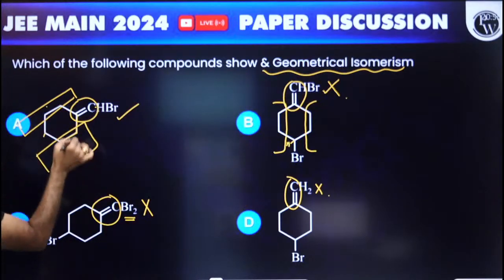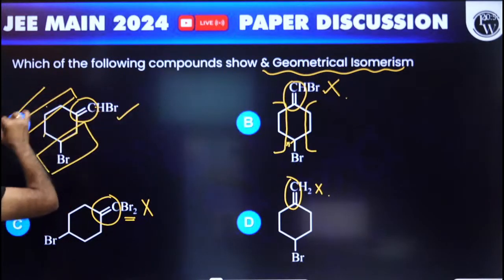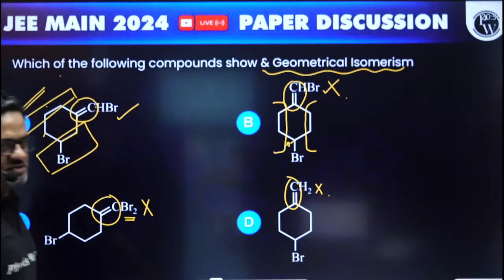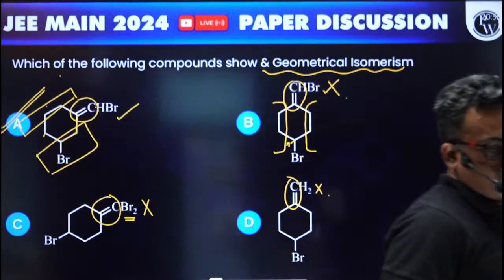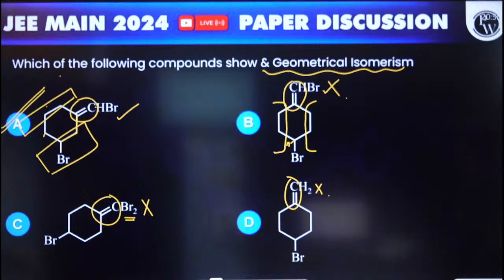There are two different groups here, two different groups here. It will show geometrical isomerism. Is that clear, students? Right.